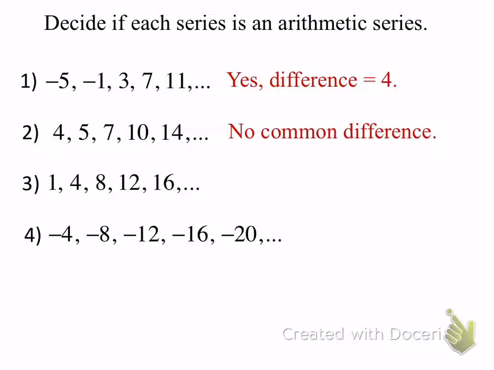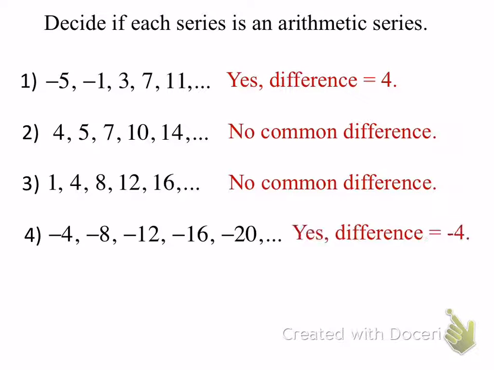Why? Because to get from 1 to 4, you have to add 3, but then the rest of them are adding 4. Correct. So there's no common difference. That's your answer. Jackson. It is arithmetic because it's subtracting 4 each time. Good. Okay, questions? Okay, so the common difference is -4.